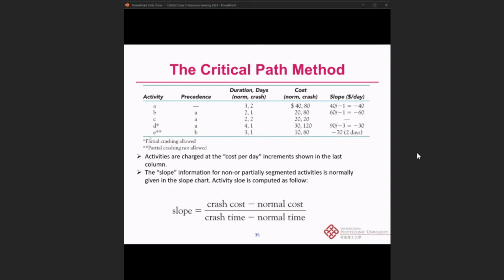But you can also find a double note here that for activity E, partial crashing is not allowed, so we can only do it with 3 or 1 days. If we want to crash it, it will pay either 10 or 80. This means that if we choose to crash it from 3 days to 1 day, we are going to pay 70 for this one. But this is directly for 2 days, and it won't have an option for 2 days, because partial crashing is not allowed.